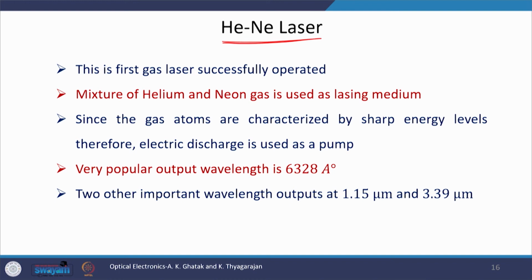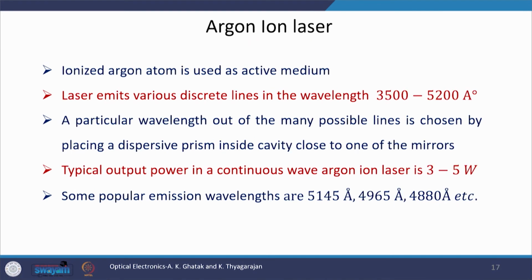Apart from this wavelength, this laser emits two other important wavelengths, and these two outputs lie at 1.15 micrometer and 3.39 micrometer. Apart from the helium neon laser, the argon ion laser is another important gas laser. In the argon ion laser, ionized argon atoms are used as the active medium. This laser emits various discrete lines in the wavelength region between 3500 to 5200 angstrom. In this band, it emits several discrete lines.